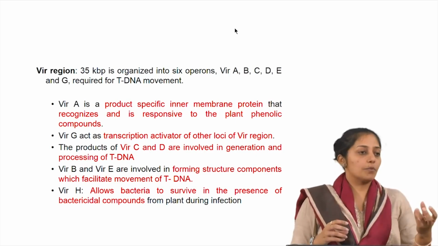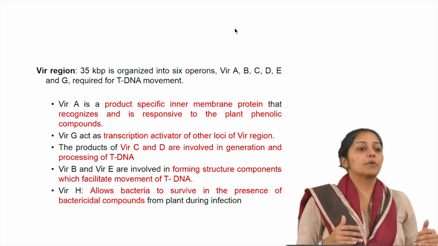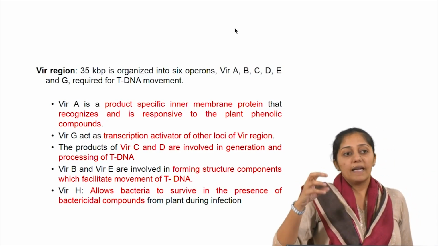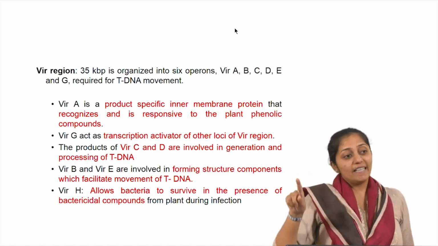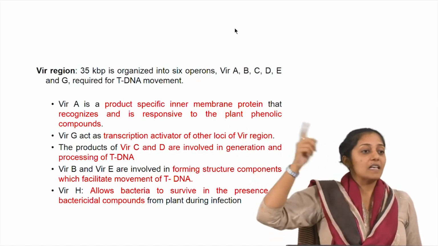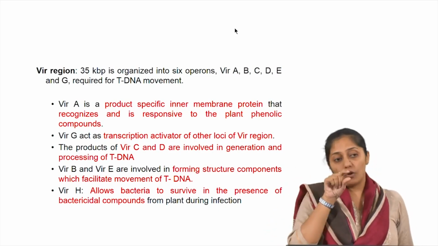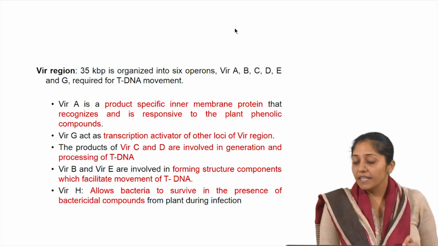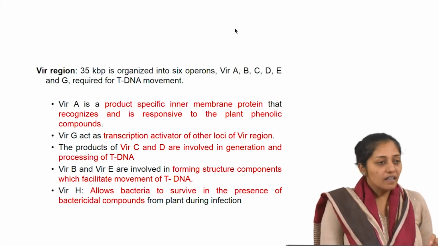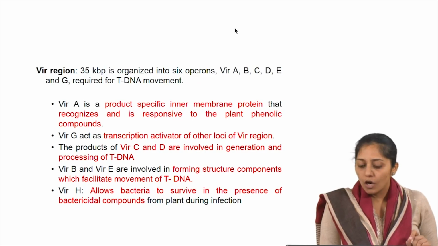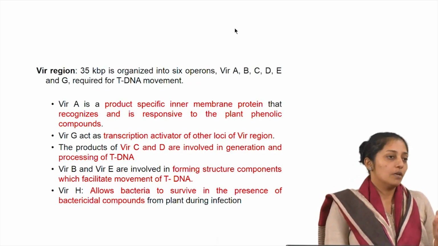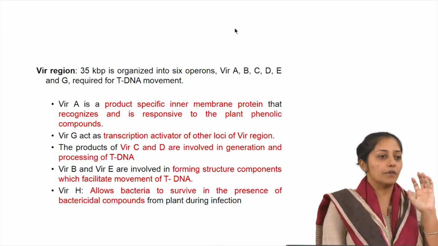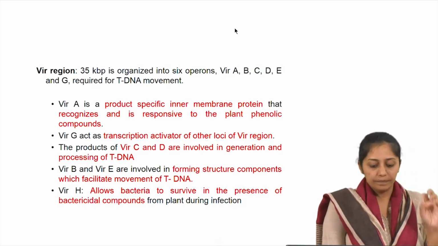Some of the proteins will be utilized in packaging, some in creating a nick, some in protecting the tDNA as it enters the plant cells, and some of the proteins are responsible for conjugation. So virulence A is a product-specific inner membrane protein that recognizes and is responsive to plant phenolic compounds. This is what is responsible for recognizing plant phenolic compounds, so it acts as a receptor.